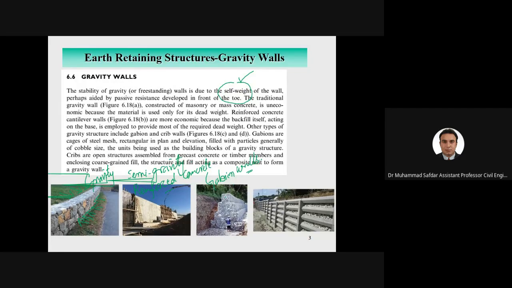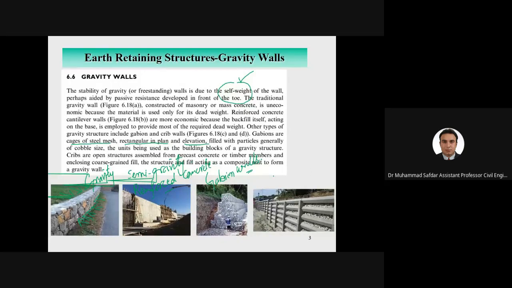So these are kind of cages of steel mesh and rectangular in plan and elevation filled with particles, generally cobble size. So these are known as the gabion walls. So these are also a type of the gravity walls.